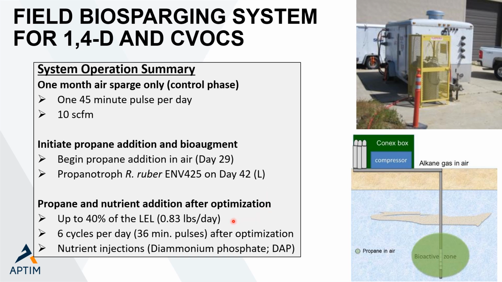Again, very low amounts of propane, less than a pound a day. After the system was optimized and you see a lot of propane consumption, it ends up being about 6 cycles per day. So the propane is sparged in and then allowed to biodegrade, sparged in, allowed to biodegrade. There were periodic nutrient additions right into the sparge well of diammonium phosphate. You can also use ammonia gas for sparging.